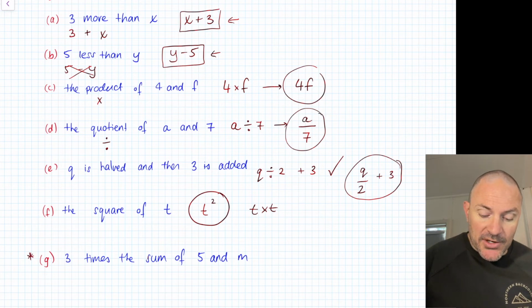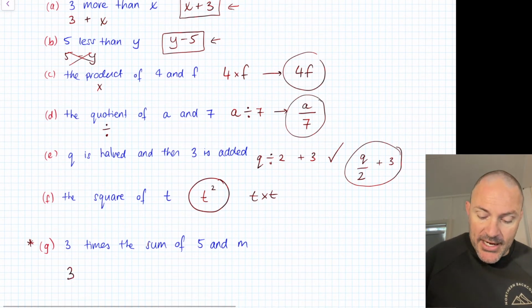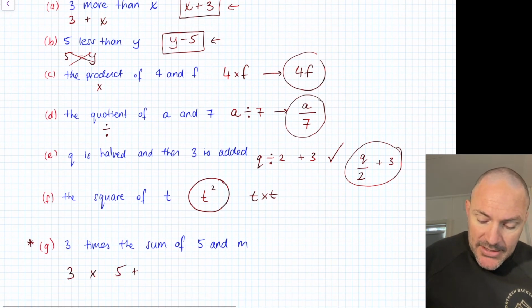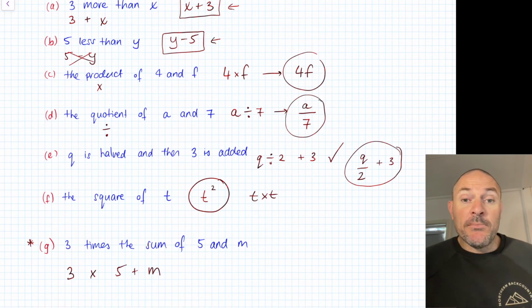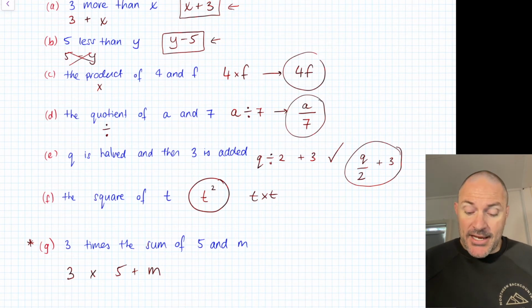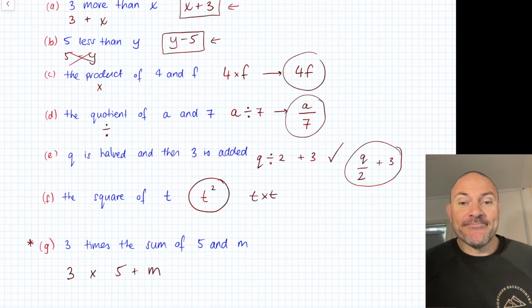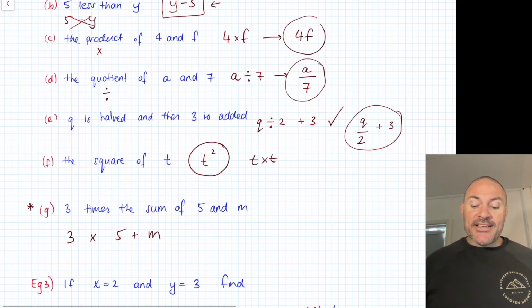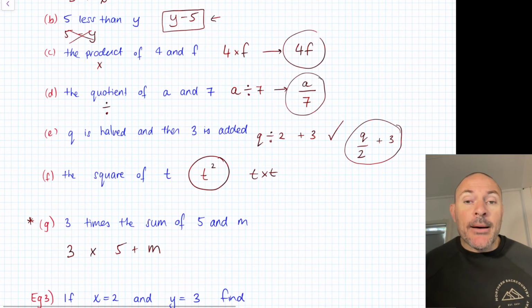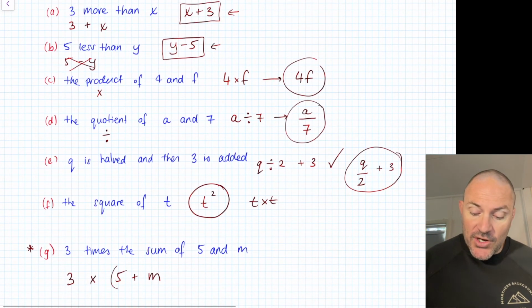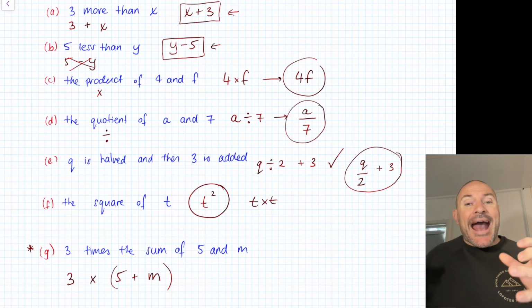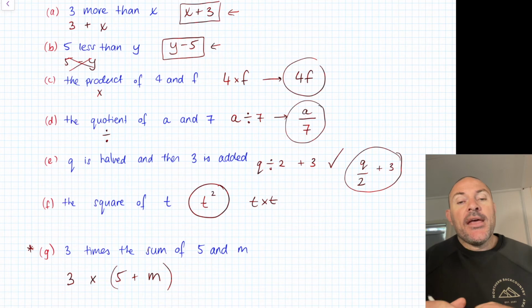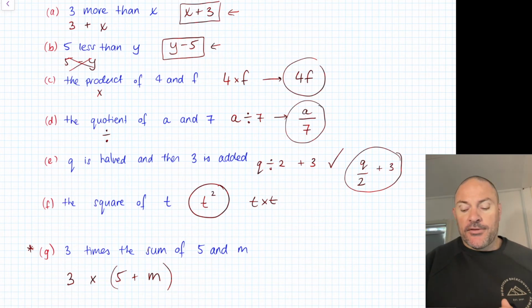Now, this is a much harder one because a lot of people would write 3 times 5 plus m. But unfortunately with BIDMAS, what that would actually say is 3 times 5, plus m. We want to say 3 times the sum of 5 and m. So what we'd actually have to do is put brackets in there so that we're showing that we're adding 5 and m together, and then we're timesing that whole thing by the 3.